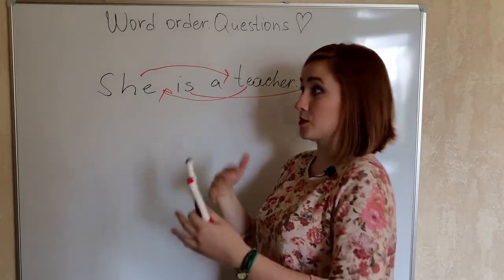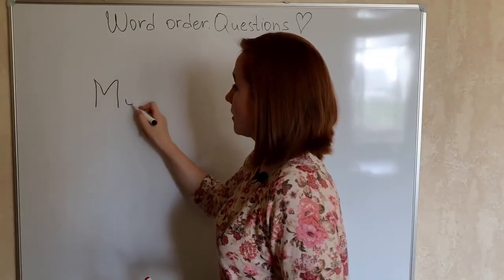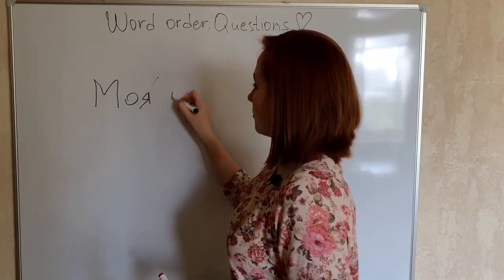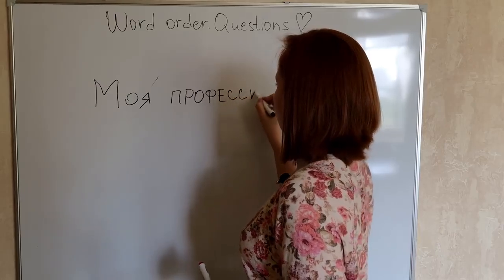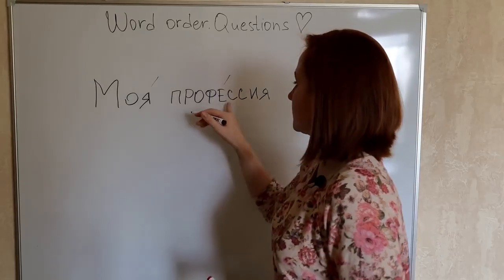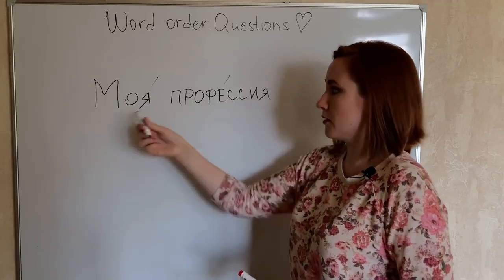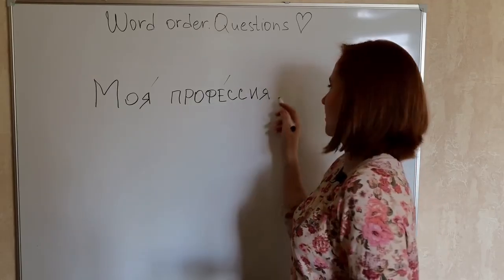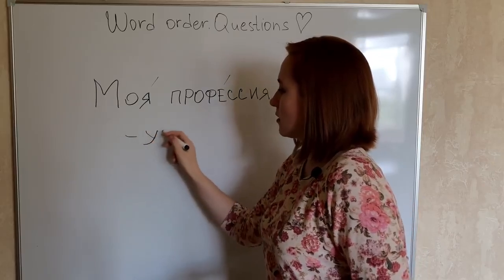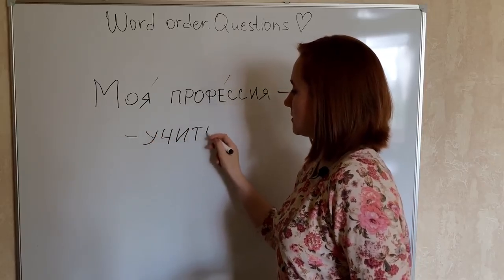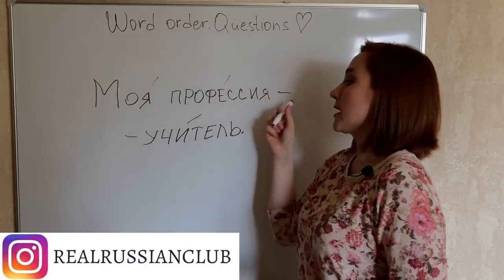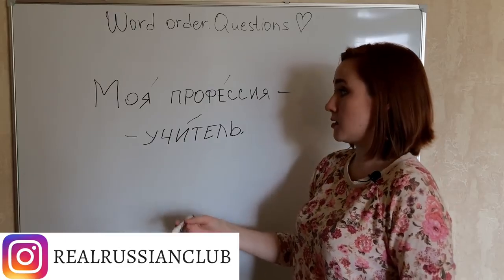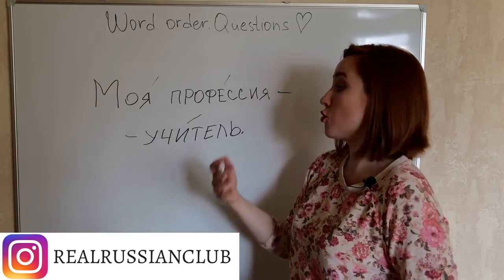You can change the positions of words. So let's take a sentence. Моя профессия. I hope you are writing with me. Моя профессия. Don't forget about double S here. Guess what? My profession, right? Моя профессия учитель. Учитель. A teacher. Моя профессия учитель.